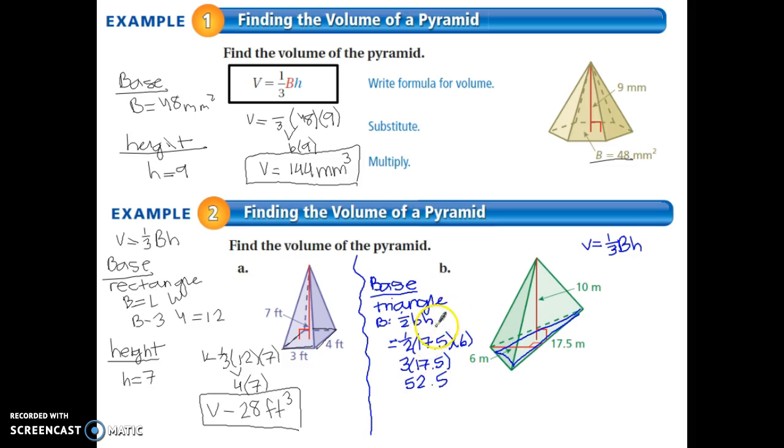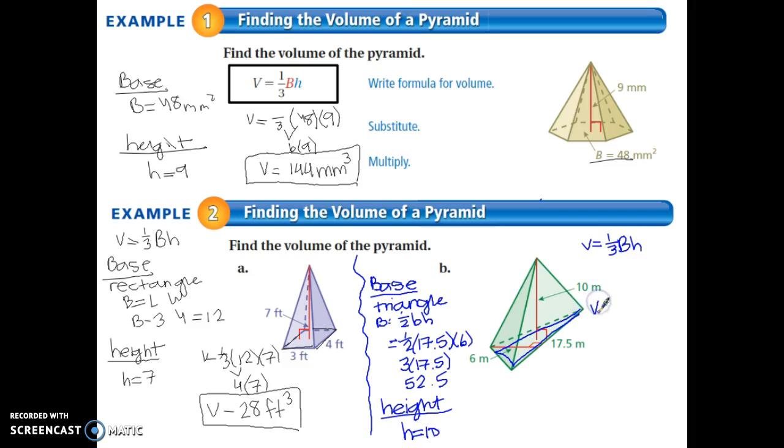Now the only thing I'm missing for my formula, I have my capital B, the only thing I'm missing is my height. So we're going to look to the peak of our pyramid, which is up here. And the height goes straight down, making a 90-degree angle with the base. So my height is going to be 10. H equals 10. I go plug those numbers in.